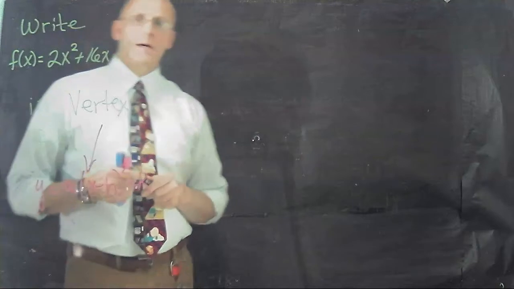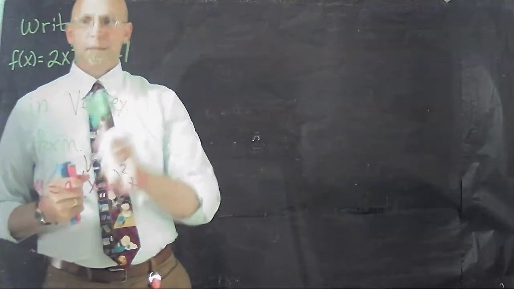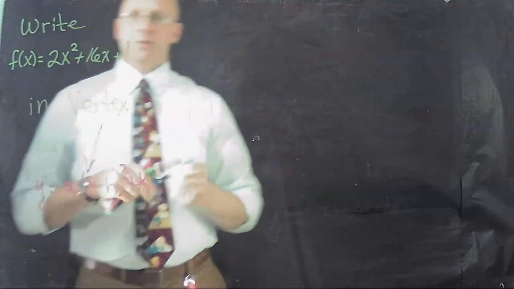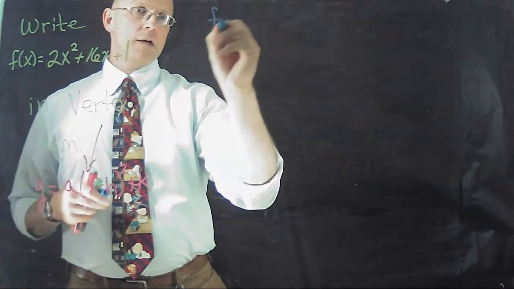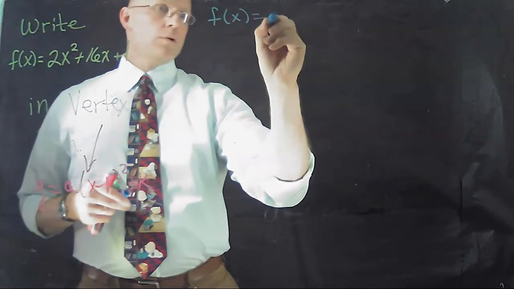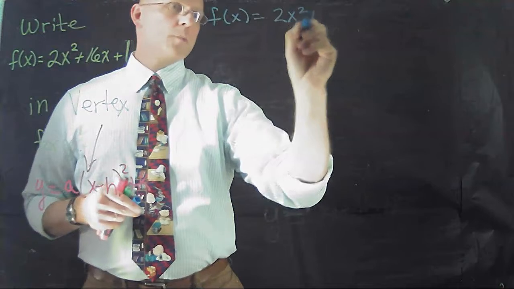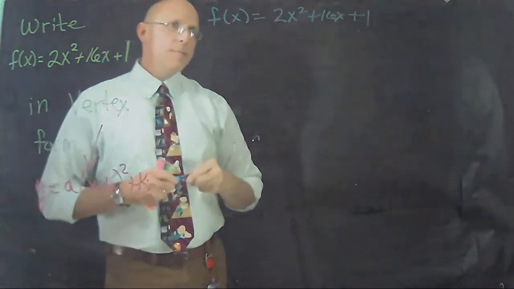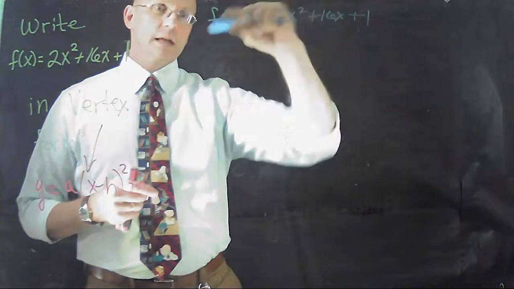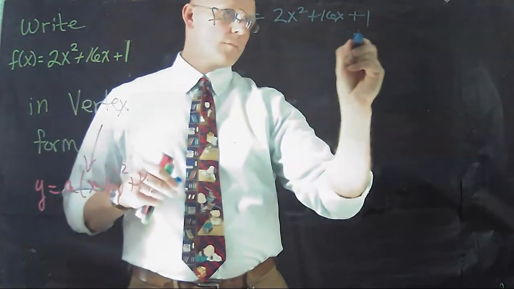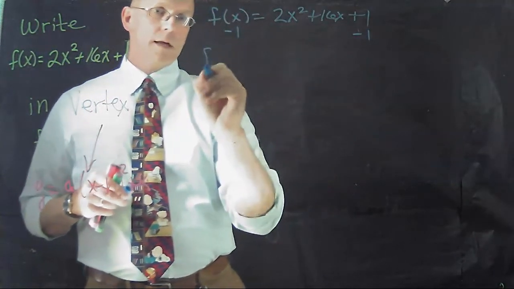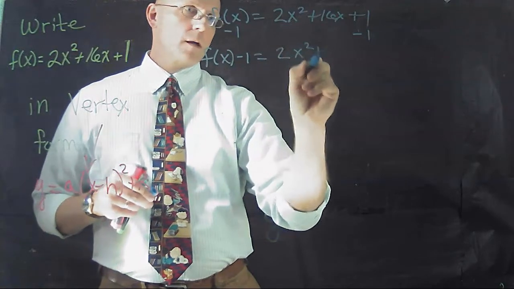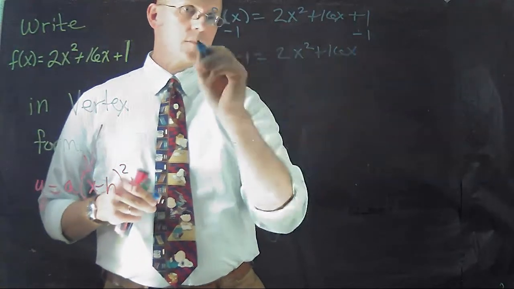Okay? So, the first step is I'm going to rewrite my problem here so that I can work on it. So let's put it over here. So I've got f of x equals 2x squared plus 16x plus 1. All right. So step number 1, move the constant term to the other side. So I get f of x minus 1 equals 2x squared plus 16x.